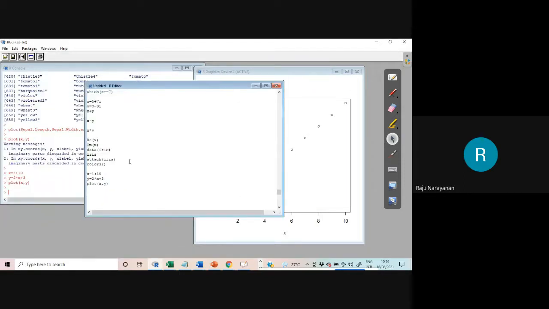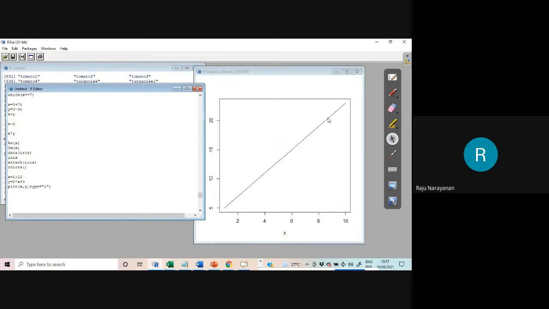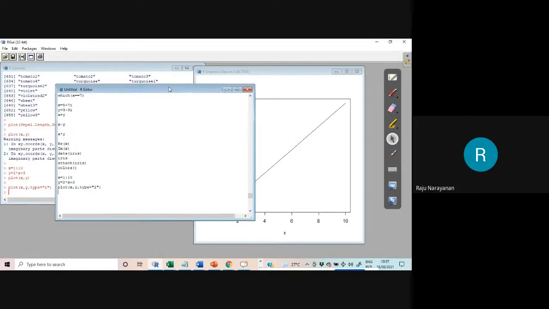Suppose you want to get a line through these points. You have to specify the type. Type is equal to l. Now x and y are there, therefore no problem. You can see a line through these points. Suppose you want to see the points also. Type is equal to o. If you just type plot xy, you will get a scatter plot. If the type is l, you will get a line over the points.